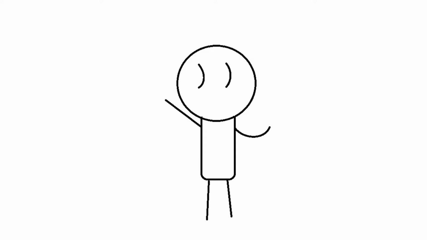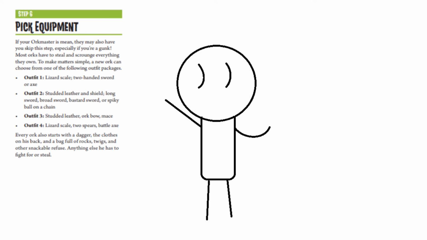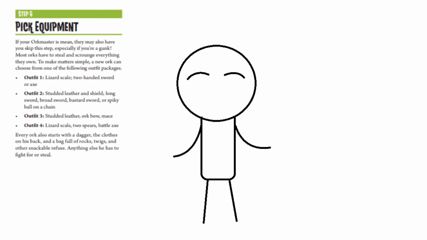Now we're at step 6 of character creation. Pick equipment. There's 4 starting outfits, which I'll put here. You have to steal everything after character creation, but these are considered the fine to start with selections. But you also get a dagger, some clothes, and a bag of rocks, twigs, and snacks.